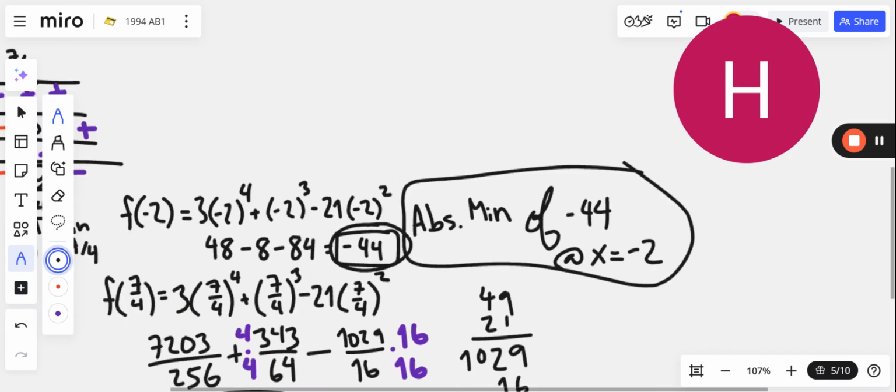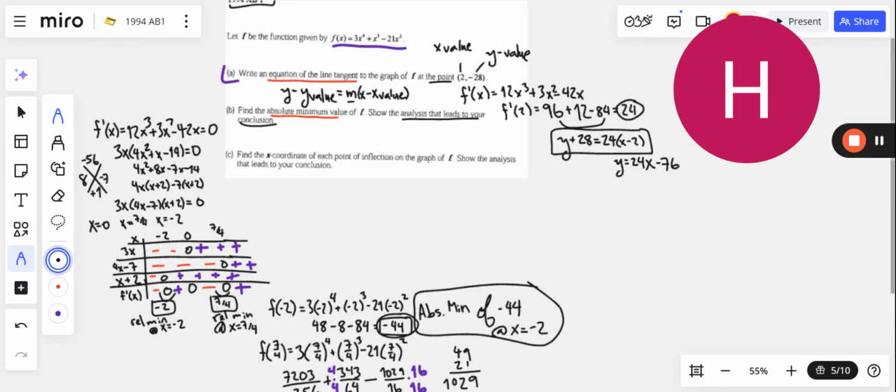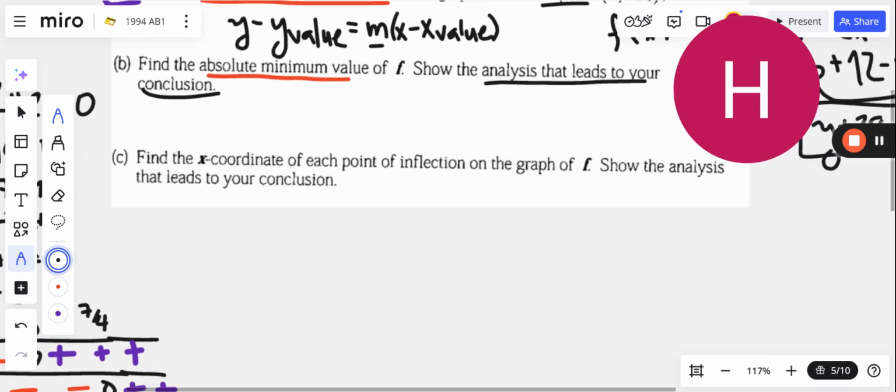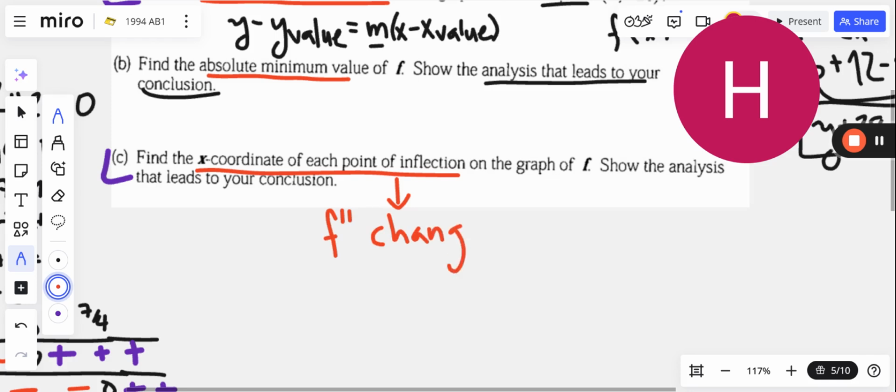All right, so that answers part B quite thoroughly. Now, part C is actually pretty nice. It says find the x-coordinate of each point of inflection. Remember that a point of inflection happens when f double prime changes sign. It's not enough that it equals 0 at some point. It has to change sign.